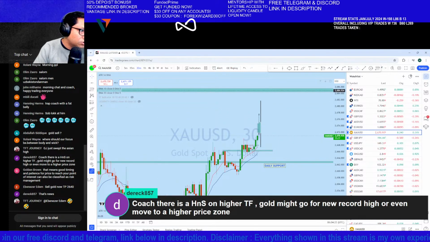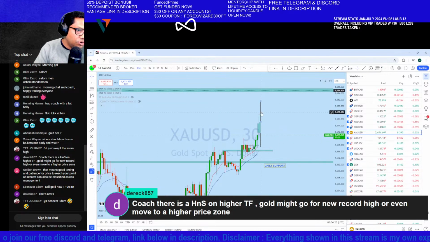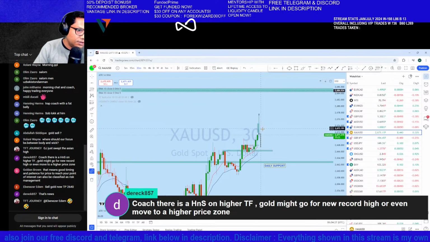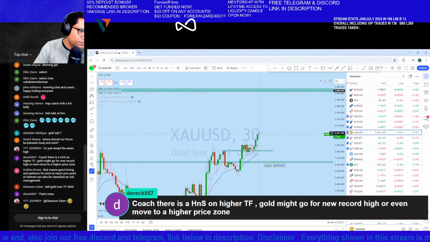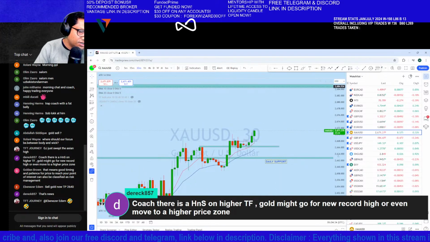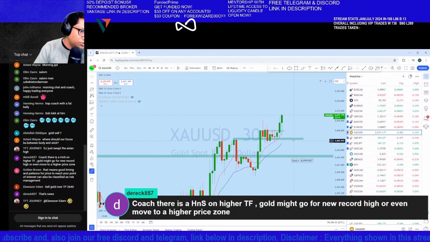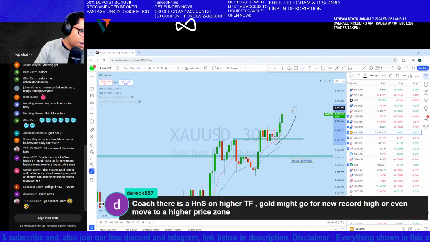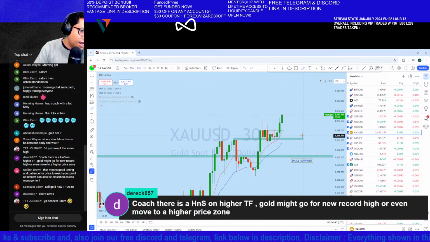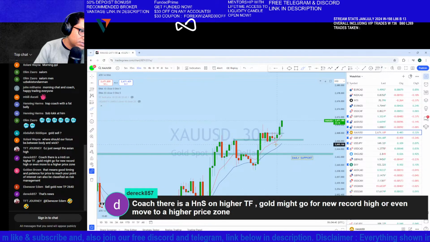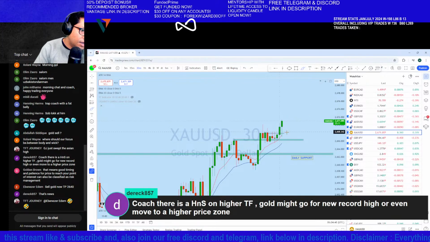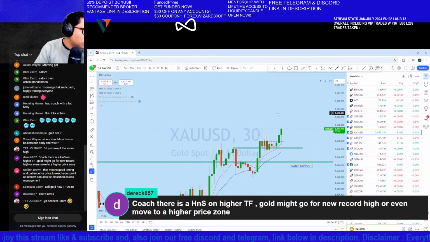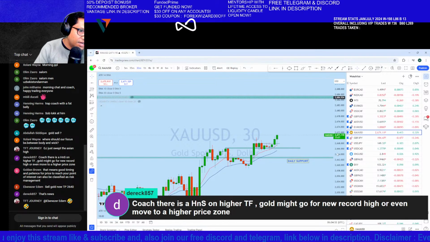The market structure on the 30 minutes, if we look here, this is the 30 minutes price action, and market structure is bullish. We can see a series of higher low formation, a bullish market, a strongly bullish market.